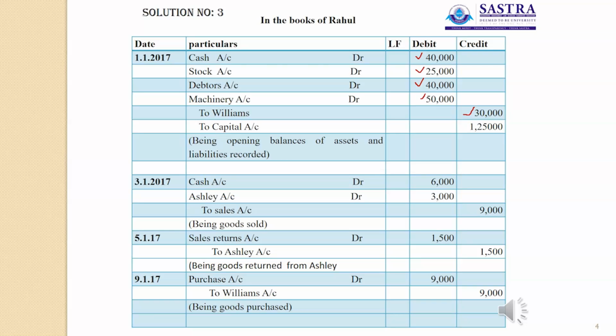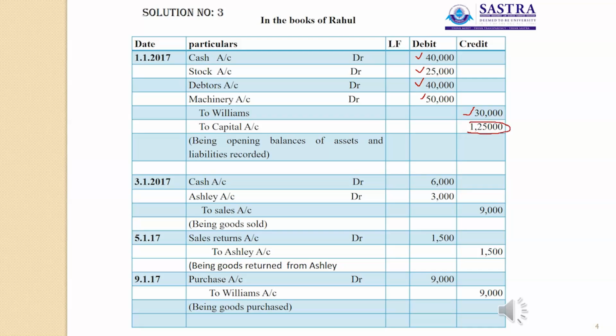What is the debit side total here? 40 plus 25 is 65, plus 40 is 105, plus 50 is 155. So the debit side total is 1,55,000. The credit side total is 30,000. So 1,55,000 minus 30,000 is 1,25,000. That is the amount of capital.